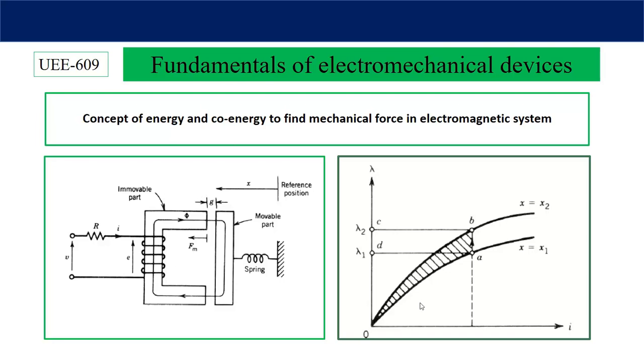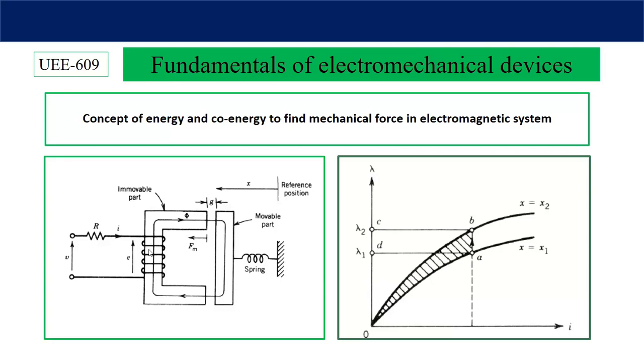So to understand this one, let's focus on this graph. This is your current characteristic. This one is also a current characteristic, but at position x is equal to x2. So this is the initial condition x is equal to x1. Now this is your current axis. This one is psi, the flux linked with the coil at this position.